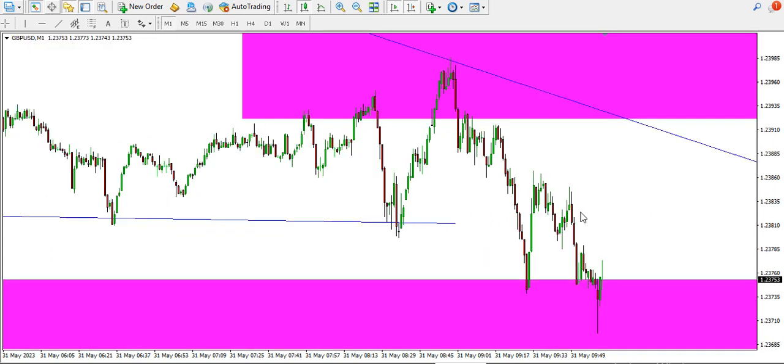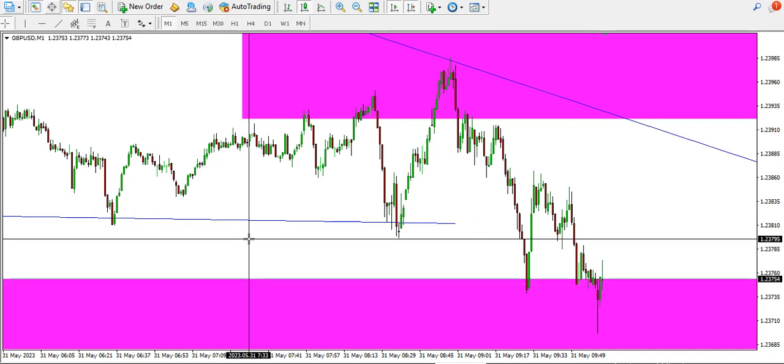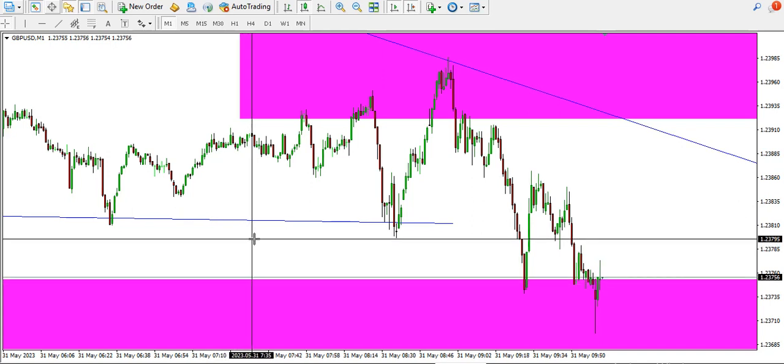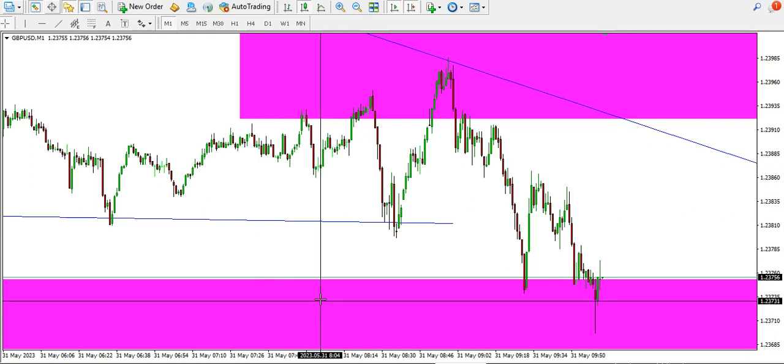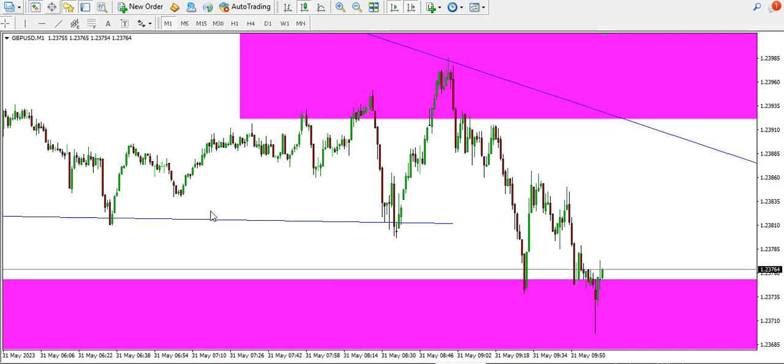So still on the 1-minute time frame, price is bearish as the structure has been broken. I'm talking about the 1.23795 structure broken. Also the 1.23742 structure is broken. So that's that for GBPUSD.